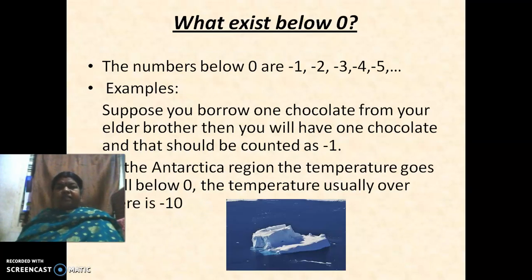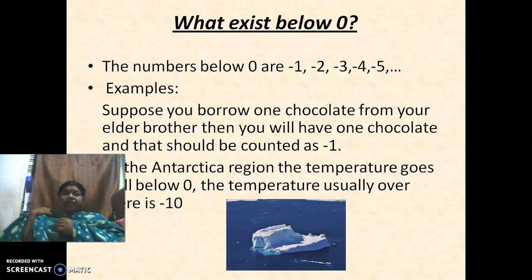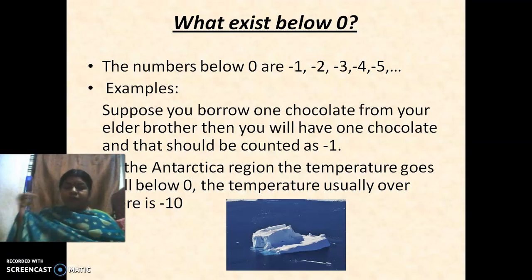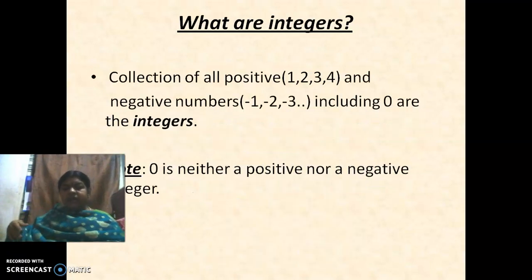Now what exists below 0? The numbers below 0 are minus 1, minus 2, minus 3, minus 4, minus 5. For example, suppose you are borrowing 1 chocolate from your brother. You are borrowing, so there comes minus. One more natural example is the Antarctica region, where the temperature goes well below 0. The temperature over there is usually minus 10.